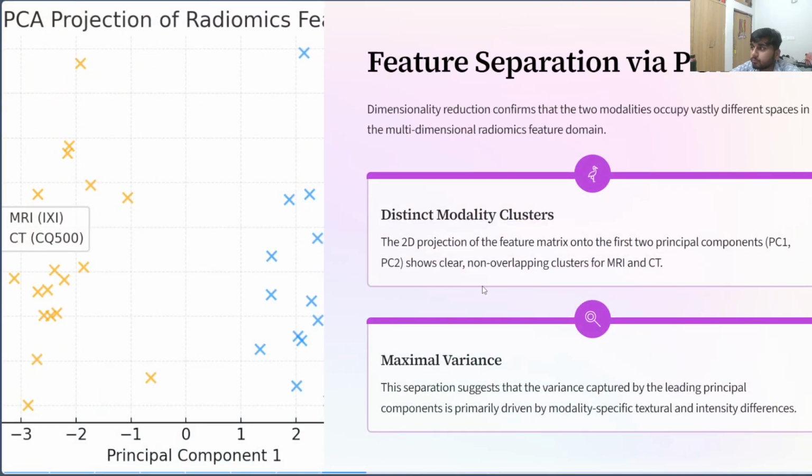Now we use feature separation via PCA. I think this image has glitched out, but okay.